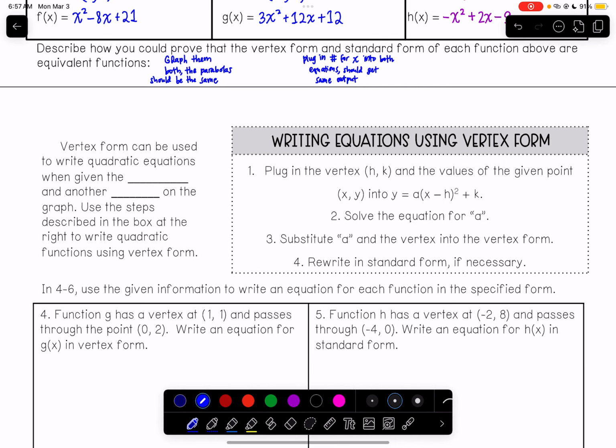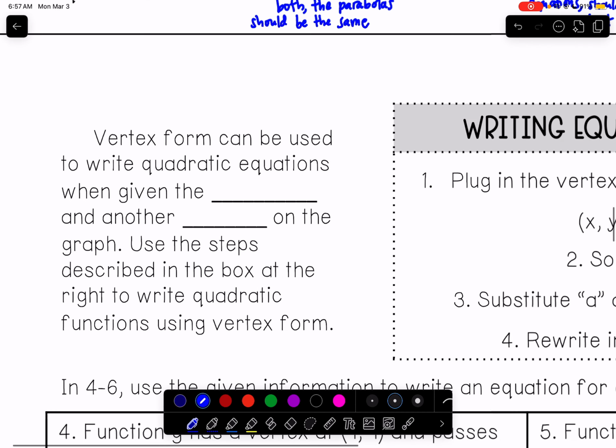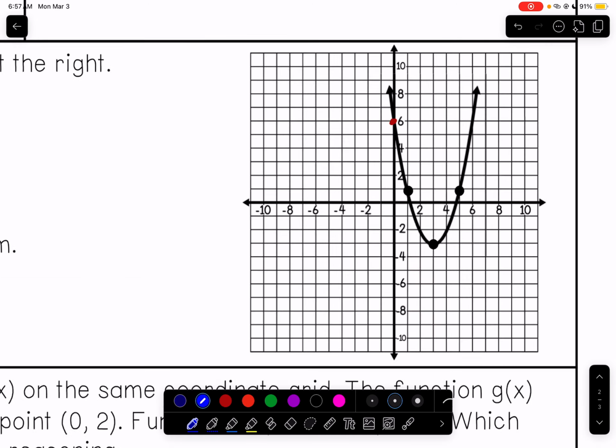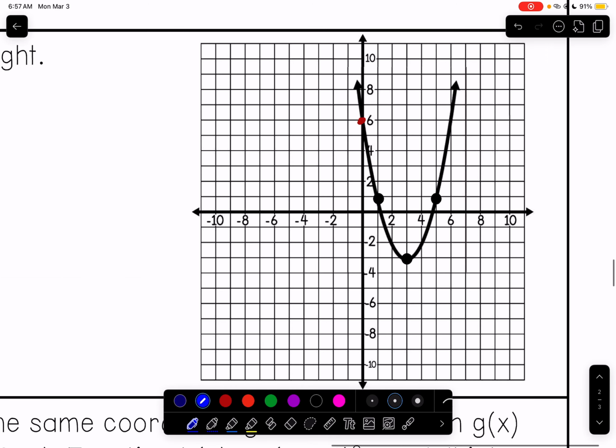Okay, last part. Vertex form is helpful. Again, if you watched part 1, you heard me say this. Vertex form is helpful because we can find vertex form from a graph of a parabola. Standard form, we can't, at least not at this point in our math career.